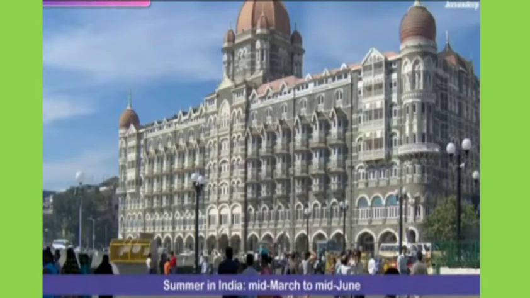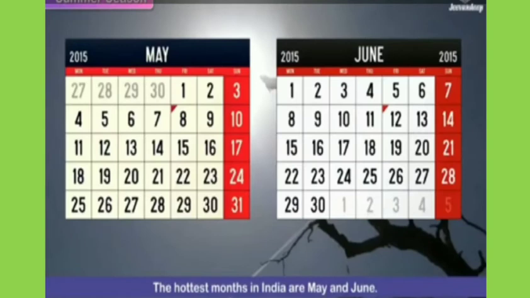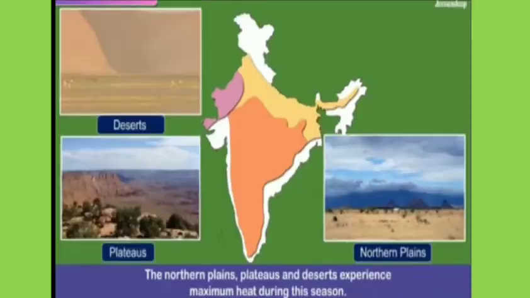Summer season. The summer season in India starts from mid-March to mid-June. It is extremely hot during the season since the sun is brightest. Days are longer and nights are shorter in summer. You know children, the hottest months in India are May and June. The northern plains, plateaus, and deserts experience maximum heat during this season.